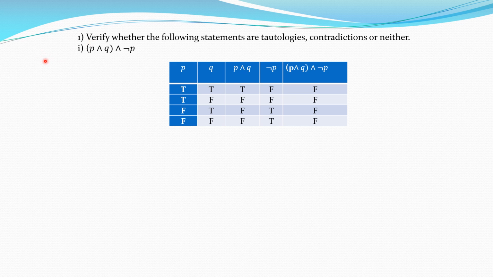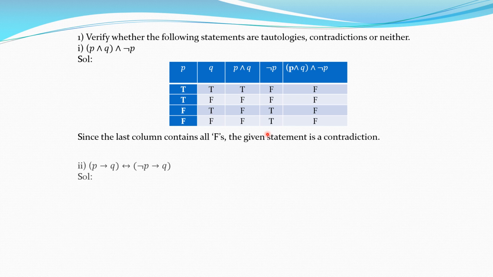So the first statement is P and Q and negation P. Here we have prepared the truth table. As there are two variables, there are four rows. And the columns are P, Q, negation P, P and Q, and last is P and Q and negation P. After preparing the truth table, we are getting all false values in the last column. So the given statement is a contradiction.